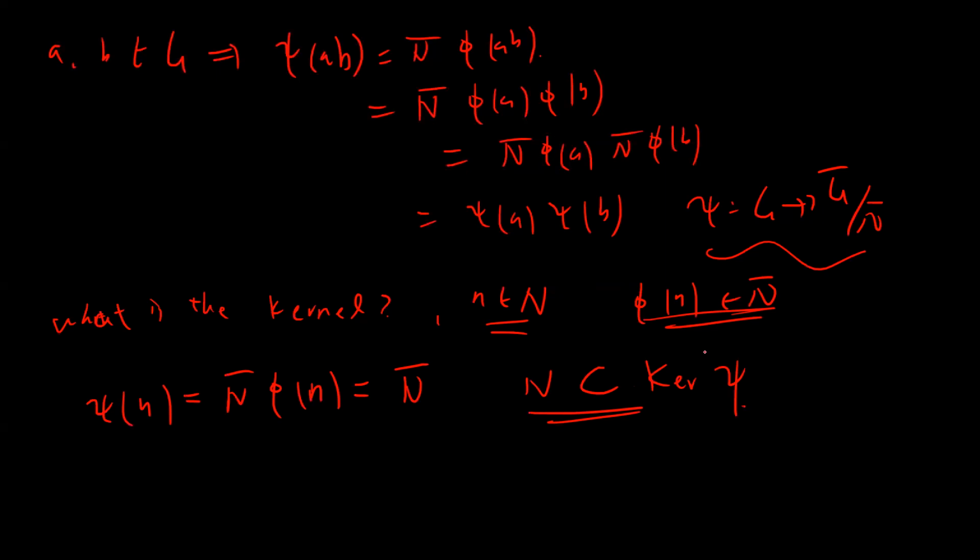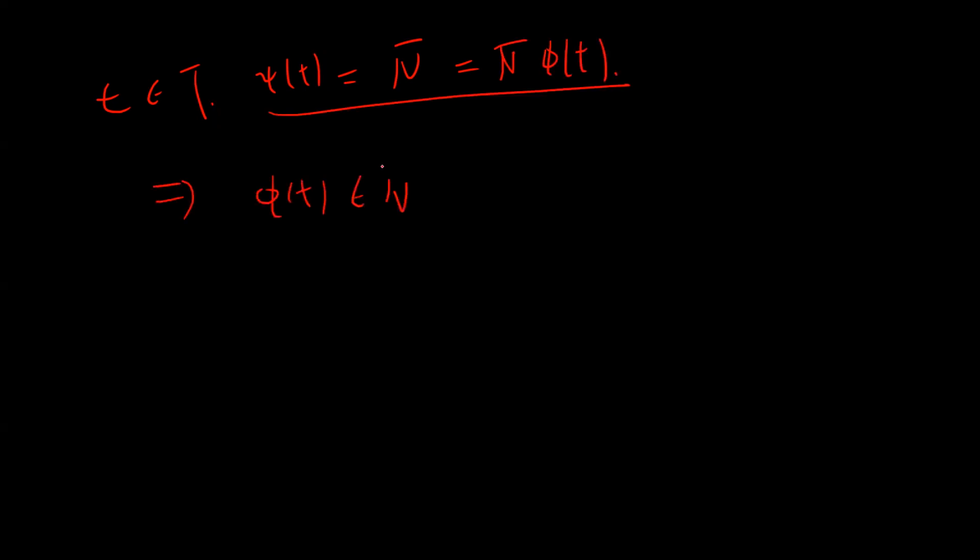On the other hand, I want to show that the kernel of psi is just N. So let's say you pick t belonging to the kernel, and your psi of t is the identity, basically just N bar. But by definition it is N bar phi of t. So this tells you that phi of t belongs to N bar, so t belongs to the pre-image phi inverse of N bar. By definition, phi inverse of N bar is N, right? So that means the kernel of psi is just N.